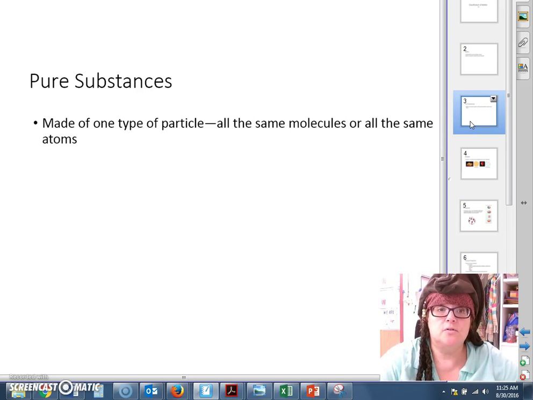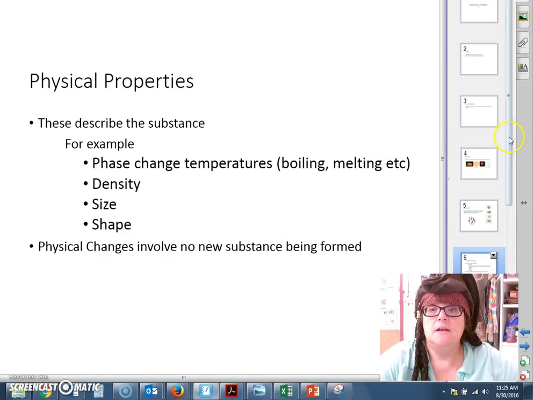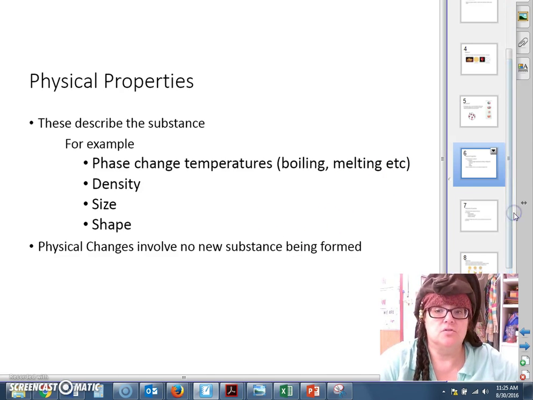Elements and compounds fall into the pure substance category. If it's not an element or a compound, then it's a mixture. Mixtures are not pure substances. Now, in order to define mixture versus pure substances, we need to understand what physical properties are. A physical property is something that describes matter.